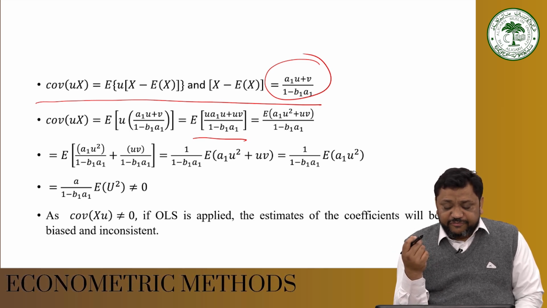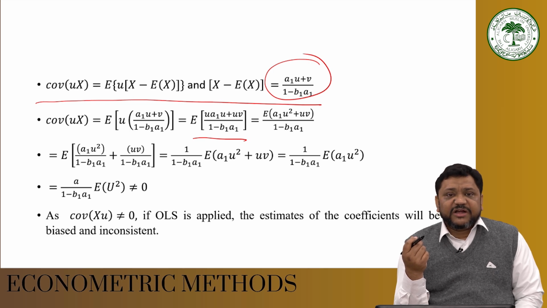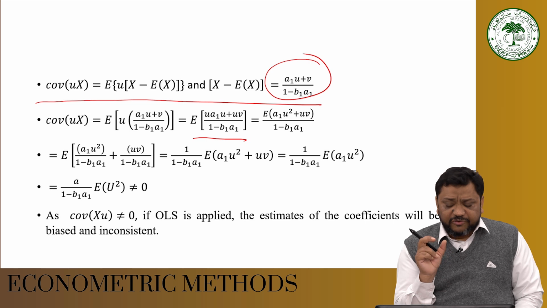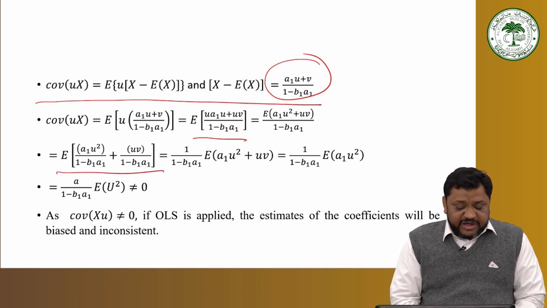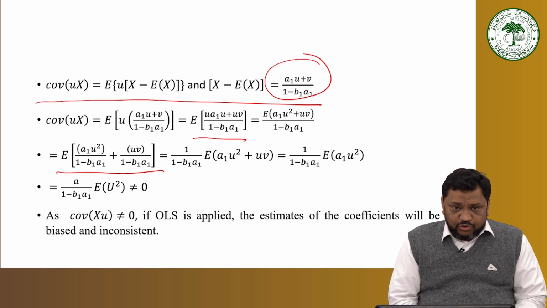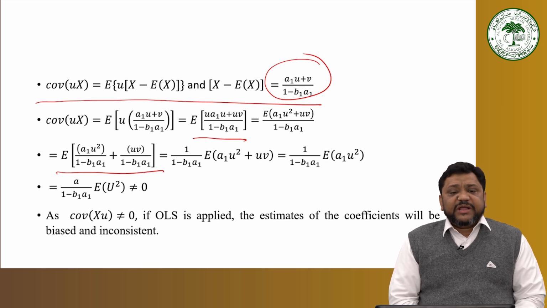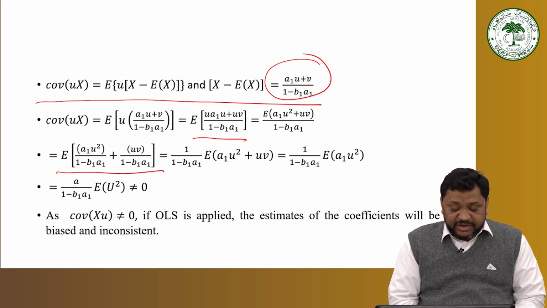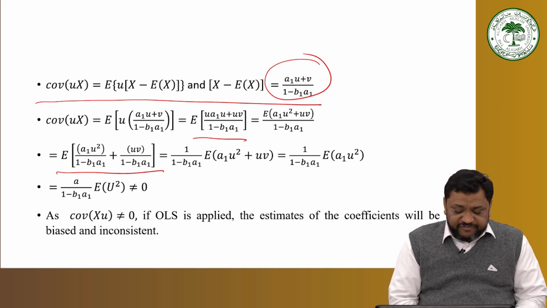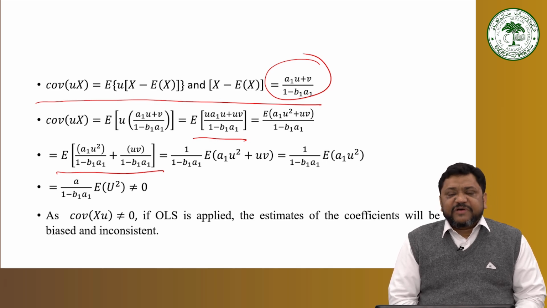So expected value of a1u square plus uv divided by 1 minus b1 a1. Now there are two terms over here, a1u square and uv, we separate them. So we find expected value of a1u square divided by 1 minus b1 a1 plus the second term, that is uv divided by 1 minus b1 a1. Now we can take out 1 divided by 1 minus b1 a1 outside as a common factor multiplied with expected value of a1u square plus uv.